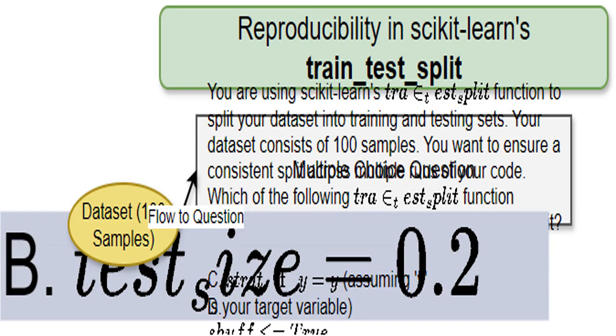This argument determines the proportion of the data that will go into the test set, 20% in this case. It doesn't directly control the random process of splitting, so it doesn't guarantee the same split every time.